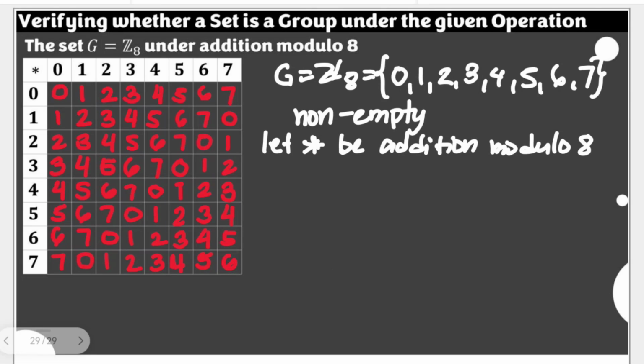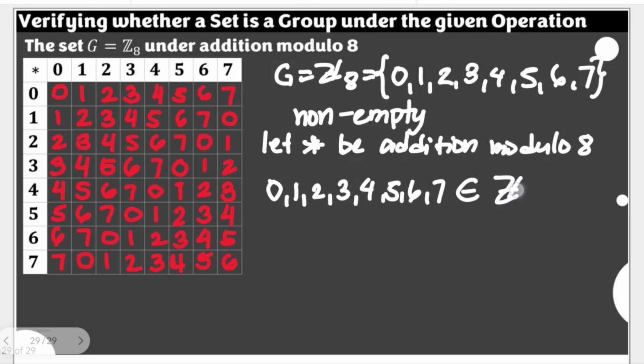Using all of these entries in our Cayley's table, we could see that the results are just either 0, 1, 2, 3, 4, 5, 6, and 7, and they are also elements of our Z8 or our G. This would mean that the closure property holds.